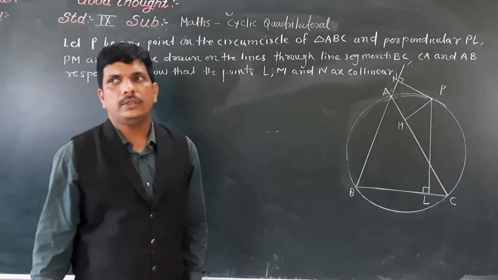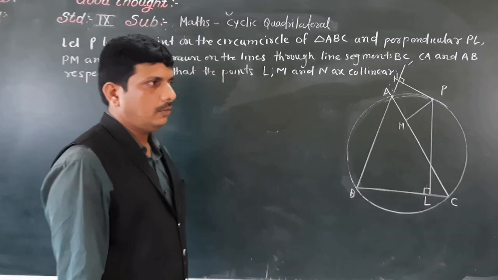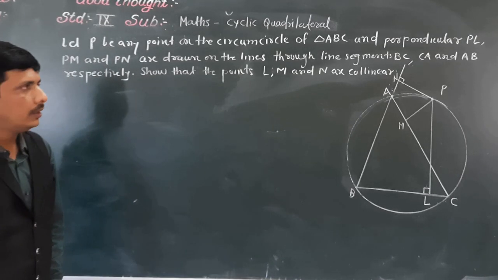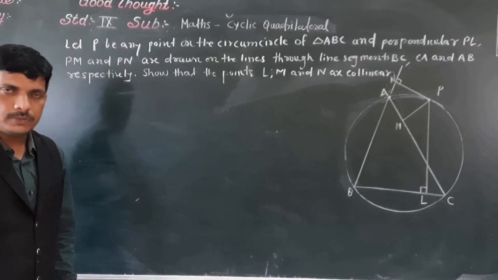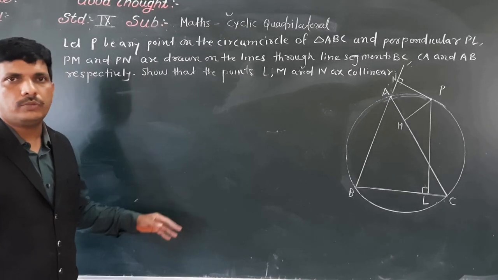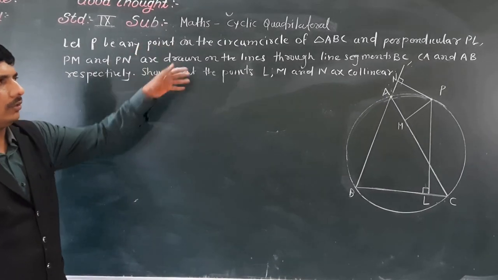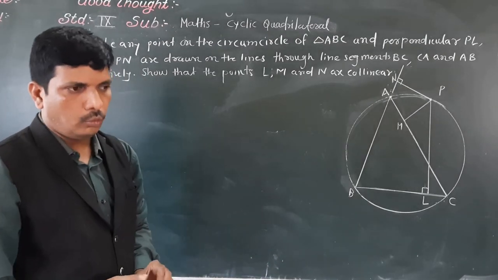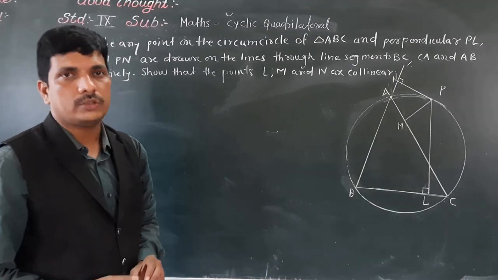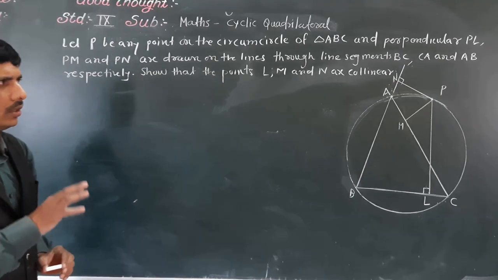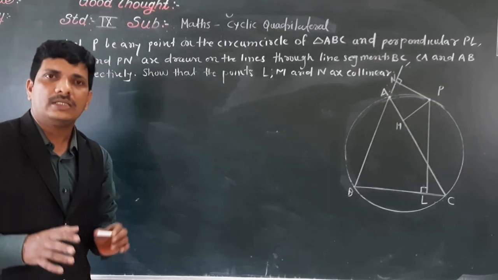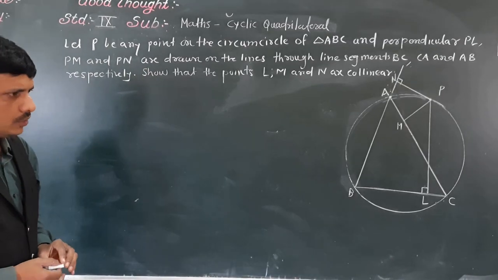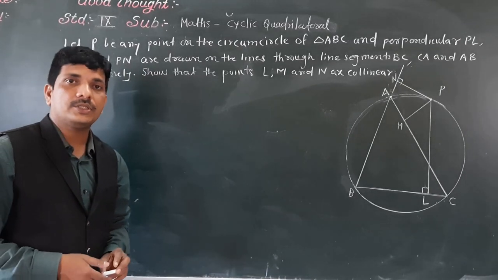We are going to see one problem from worksheet number 10, the second problem from worksheet number 10. Already there are two problems in that worksheet. The first one we have already seen, now the second one we are going to see. In this problem we are going to use more than two concepts together, but all the concepts are related to circles and cyclic quadrilaterals. Such types of examples can come in section D.